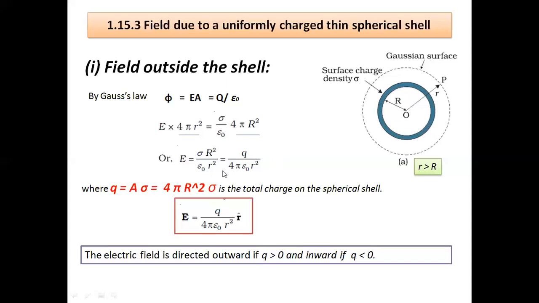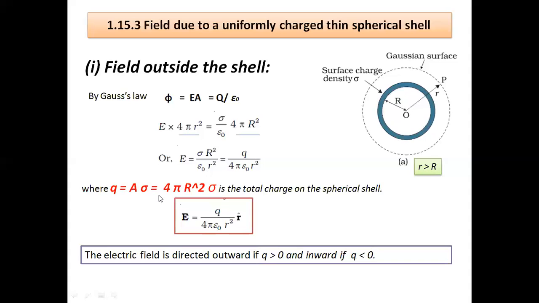How does this come about? Actually, we multiply the 4 pi in the numerator as well as the denominator. In the denominator, multiplying by 4 pi gives 4 pi epsilon naught into r square. And the numerator becomes 4 pi r square into sigma, which is considered our charge. Q is our charge, area into sigma.